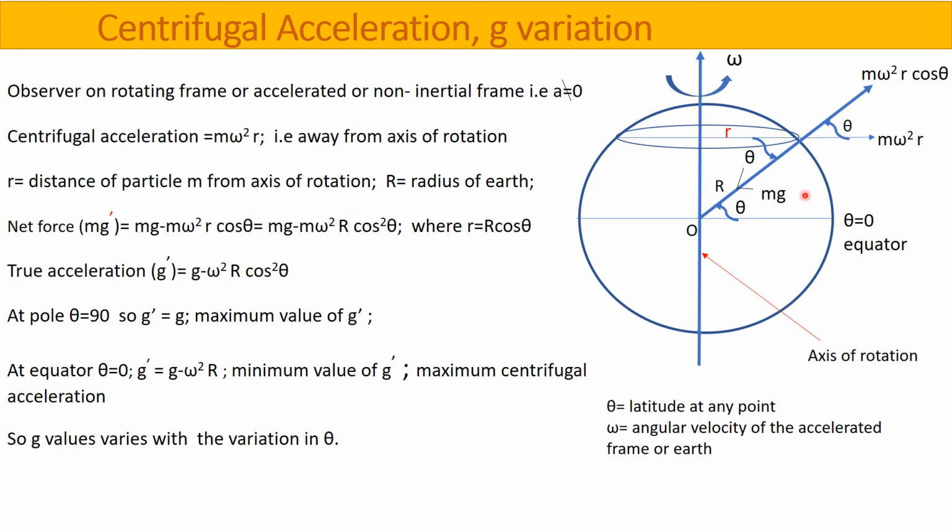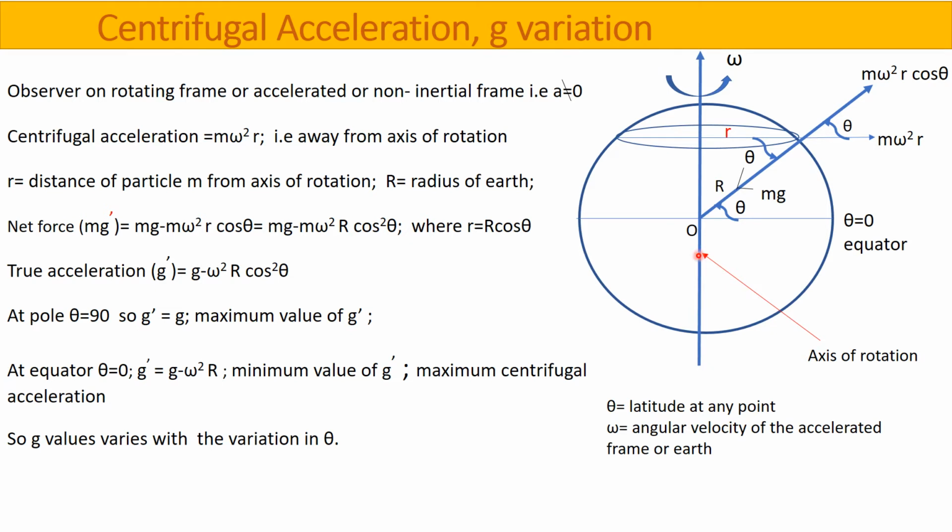Now, for a mass m, the centrifugal force is m omega square r. Here m is the mass of the object, omega is the angular velocity of the frame, not of the object, the angular velocity of the frame on which the object is sitting, and r is the distance of the object from the axis of rotation. So here in my figure, this is the axis of rotation.